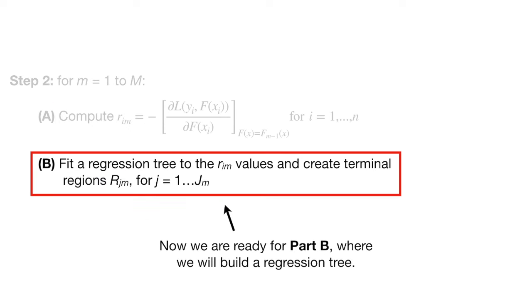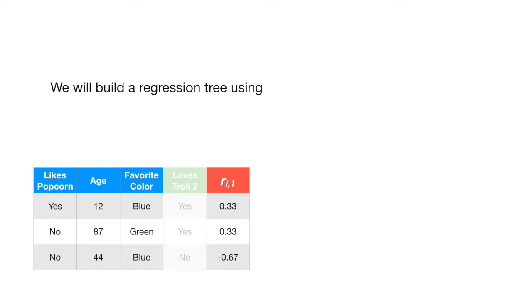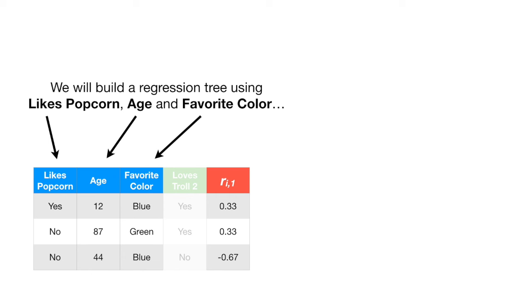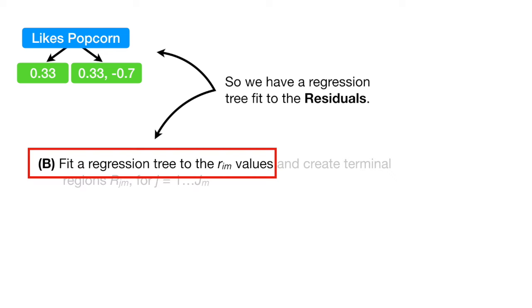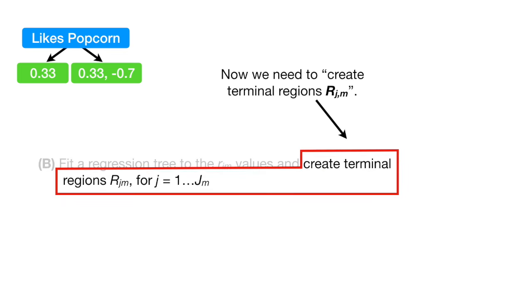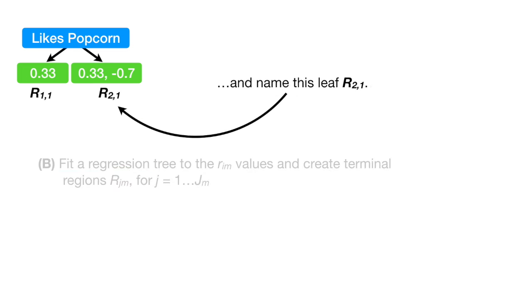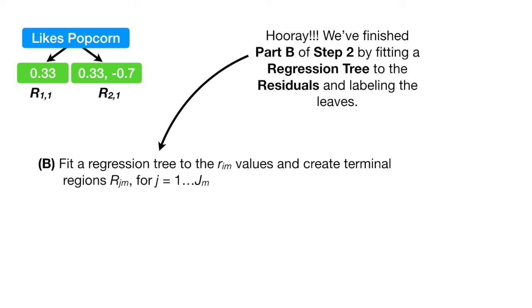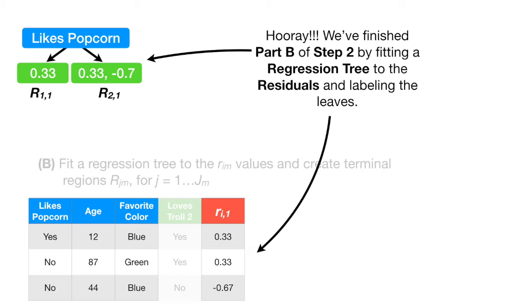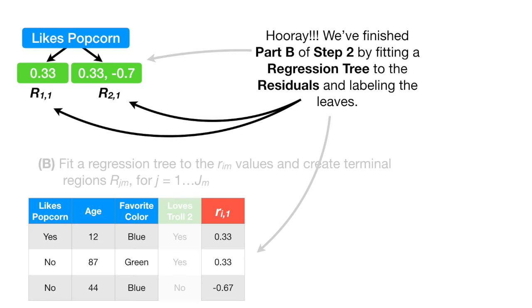Now we're ready for part B, where we will build a regression tree. We will build a regression tree using likes popcorn, age, and favorite color to predict the residuals. Here's the new tree. So we have a regression tree fit to the residuals. Now we need to create terminal regions r sub j, m. So, in this example, we'll name this leaf r sub 1, 1, and name this leaf r sub 2, 1. Hooray! We finished part B of step 2 by fitting a regression tree to the residuals and labeling the leaves.